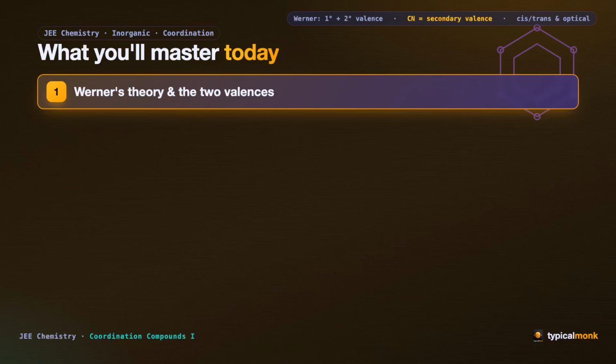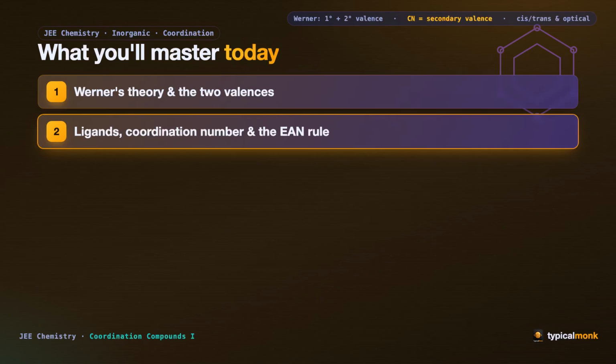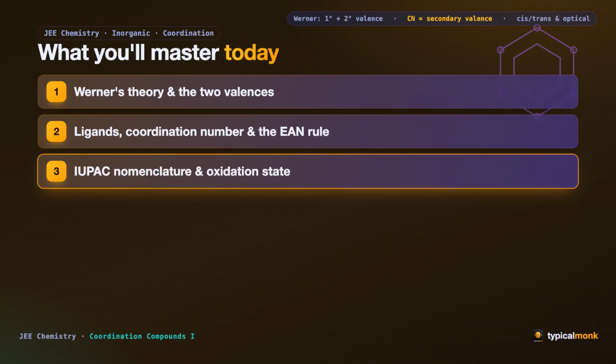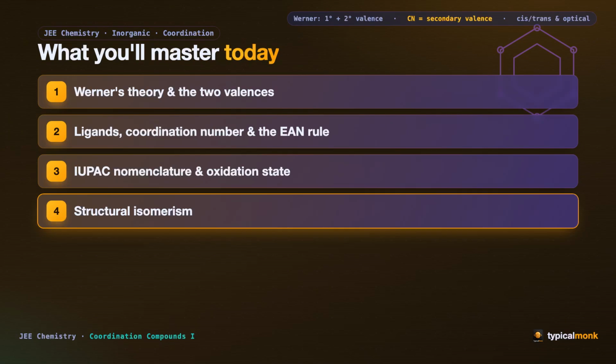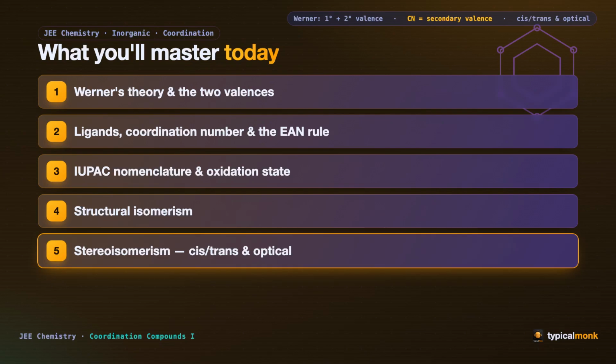Here is what you will master today. First, Werner's theory and the two valences. Second, the ligands, the coordination number, and the ion rule. Third, the IUPAC nomenclature and oxidation state. Fourth, structural isomerism. And fifth, stereoisomerism, cis and trans, and optical. One idea at a time.